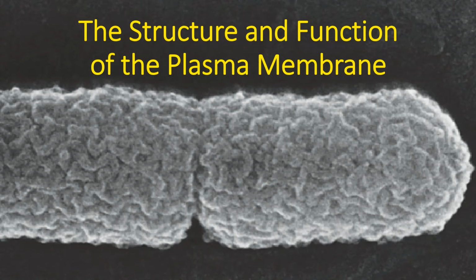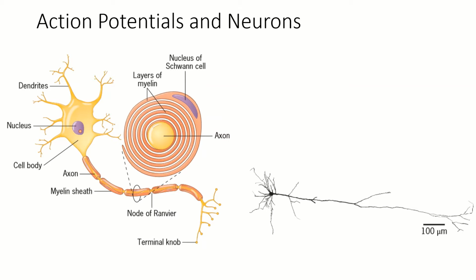We will now investigate one of the most important uses or functions of ion movements across the cell membrane. So we will be looking more closely at nerve signals or action potentials in the neuron.